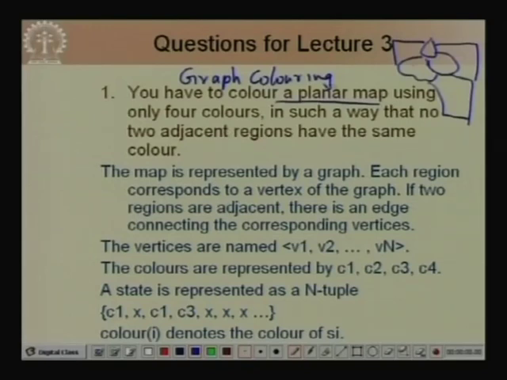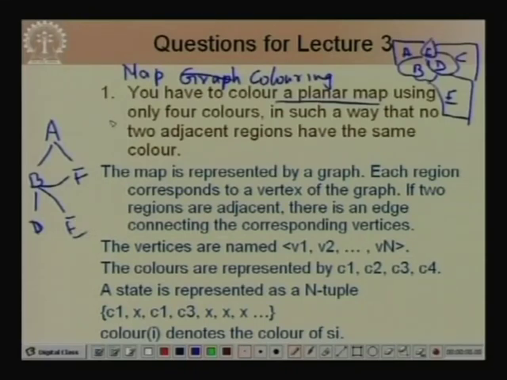Now, we will look at our representation of this map coloring problem. Rather than graph coloring, this is the map coloring problem. What we will do is, we will first represent the map by a graph. For each region, we will have a vertex. Suppose this is region A, this is B, this is C, this is D, this is E, and this is F. The region A corresponds to a vertex of the graph. B and F are adjacent to A. For B, A, F, and then D and E are adjacent to B, and so on. So, we will represent this map by a graph, where for every region we will have a vertex, and if two regions are adjacent, we will have an edge connecting those two vertices.